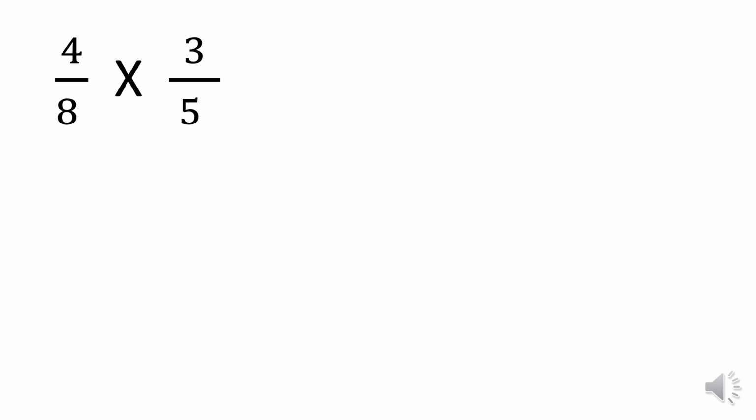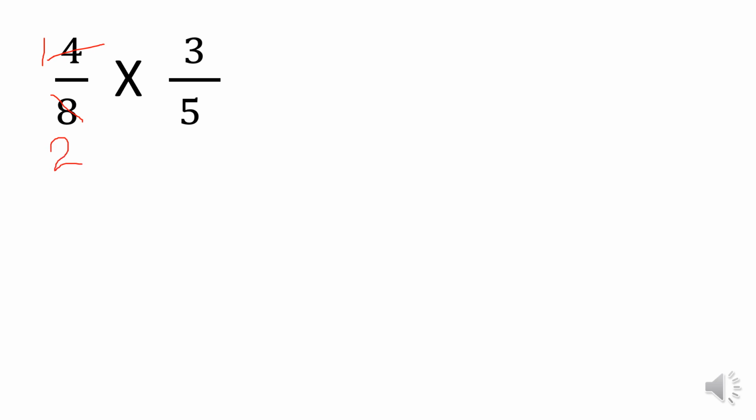4/8 multiplied by 3/5. Again, before we multiply, we are going to look to see if we can reduce this fraction in any way before we multiply it. Could 4 go into 5? Nope. Could 3 go into 8? Nope. And remember I said we can also reduce like this. As we can see here, 4 can go into 8. So we can reduce this fraction. 4 into 4 is 1 and 4 into 8 is 2.